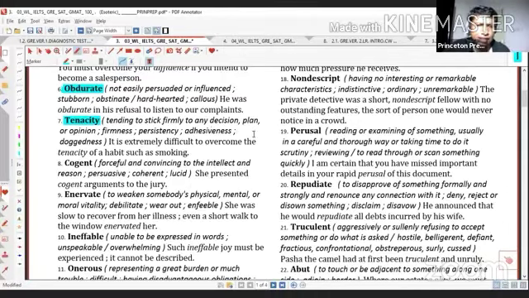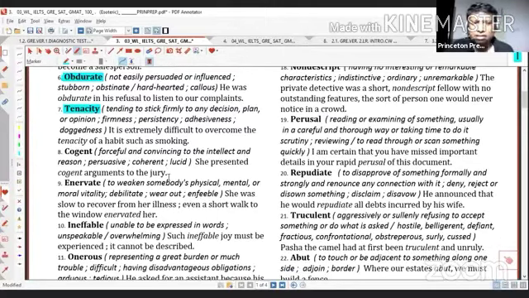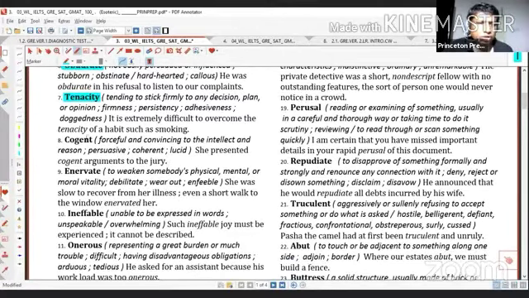Firmness, persistency, tenacity, ধরে থাকার যে tendency. Extremely difficult to overcome the tenacity. Cogent argument মানে very জোরালো, খুবই শক্ত. Forceful and convincing to the intellect and reason, persuasive, coherent, lucid. She presented cogent argument to the jury.